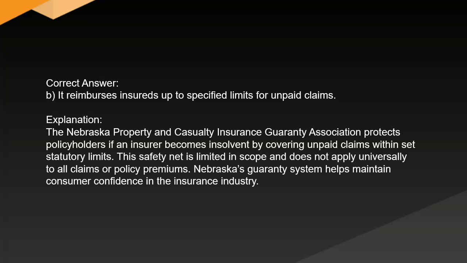Correct answer. B. It reimburses insureds up to specified limits for unpaid claims. Explanation. The Nebraska Property and Casualty Insurance Guarantee Association protects policyholders if an insurer becomes insolvent by covering unpaid claims within set statutory limits. This safety net is limited in scope and does not apply universally to all claims or policy premiums. Nebraska's guarantee system helps maintain consumer confidence in the insurance industry.